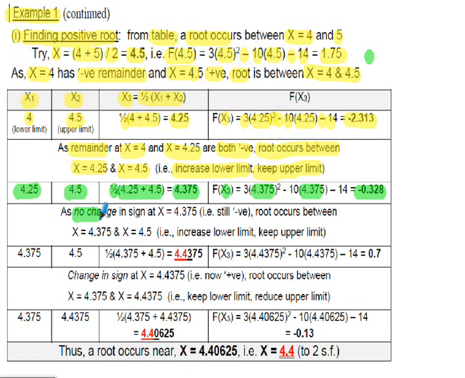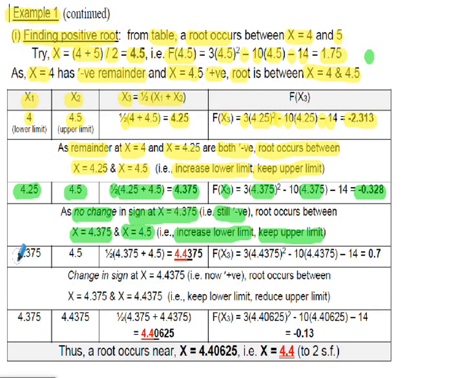Now as there's no change in the sign at x is equal to 4.375, it's still negative in this particular case, the root must occur between 4.375 and 4.5. Because we know at 4.25 we have a negative remainder, we now know at 4.375 we have a negative remainder, so the interval we're looking for now will be 4.375 to 4.5. So that's going to form our third iteration. x is equal to 4.375 and x is equal to 4.5. So we've increased the lower limit again, but we've kept the upper limit.